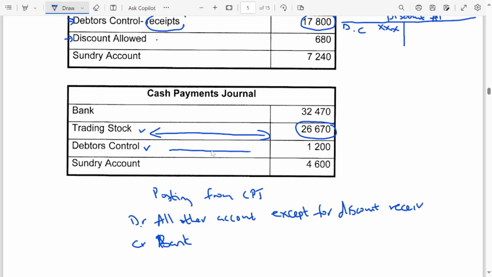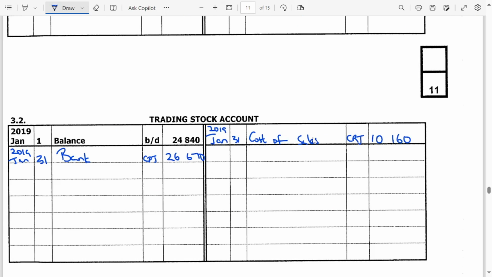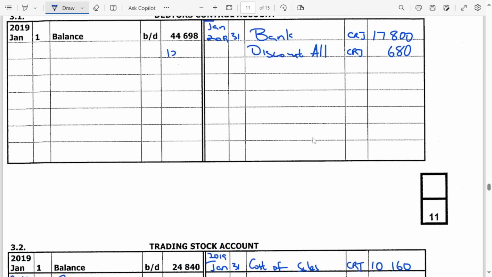Right, and then the debtors control. Now it should be debited. Like I said, you debit all other accounts, then you credit the bank. But then just ask ourselves, why would the debtors control be debited with the bank? What does it mean? It means that in here, we are refunding the debtors. We're refunding them because the debtors paid us more. So if the debtors paid us more, it means that the debtors control decreased more. So when you are refunding them, the debtors control will be debited with 1,200. So it's 1,200, CPJ, with the bank account.